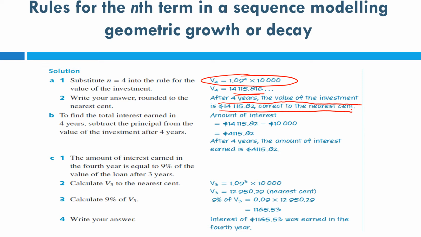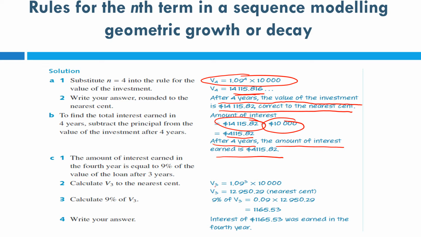Then the next question asks for the amount of interest. What was it grew to, that. We invested that. So it's just that minus that, which gives us $4,115.82. And then again, you have to write it out. After 4 years, the amount of interest earned is $4,115.82.